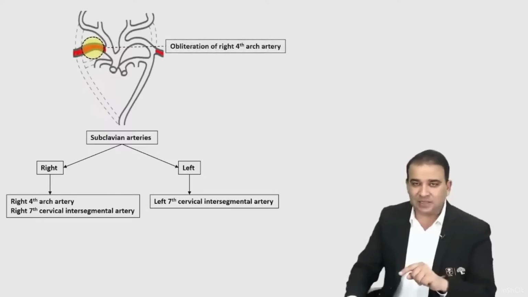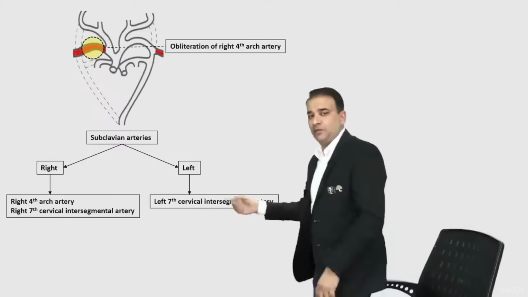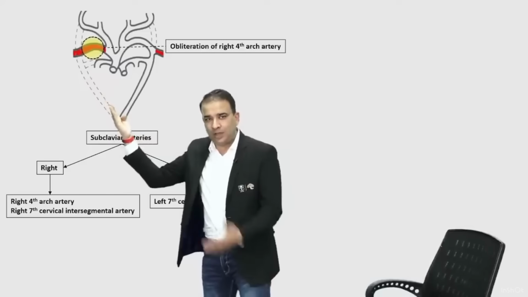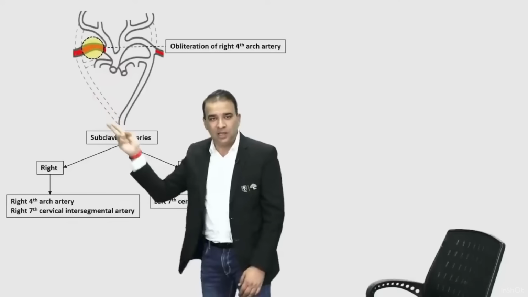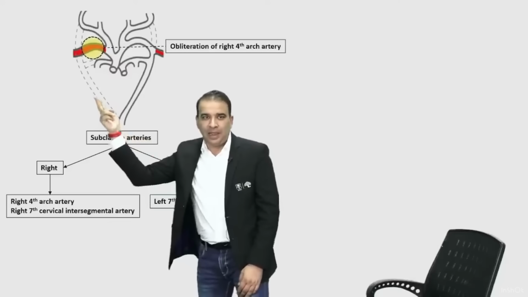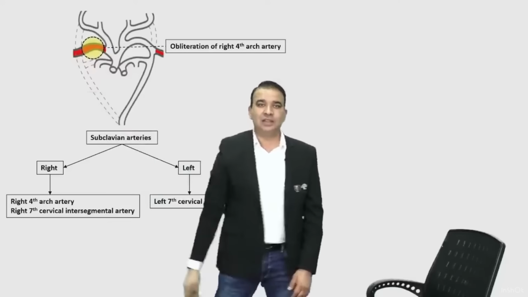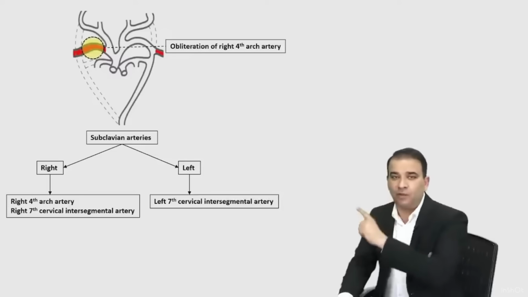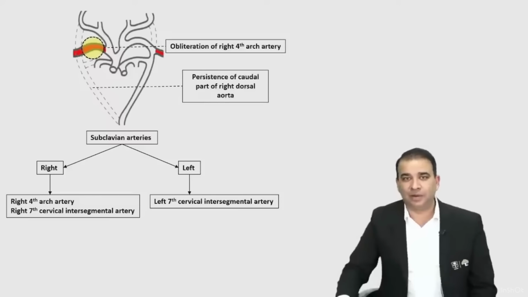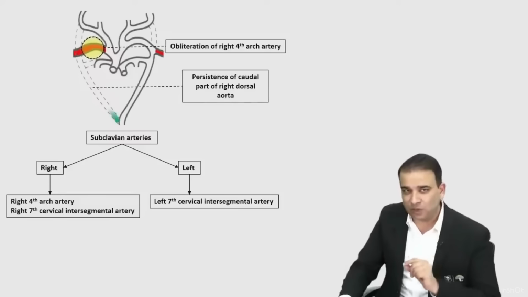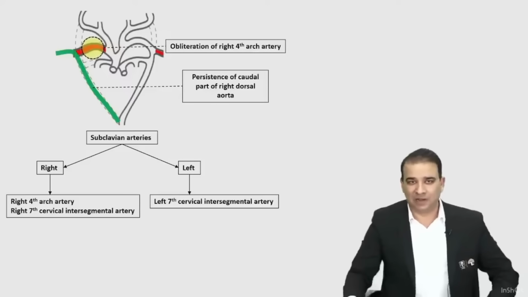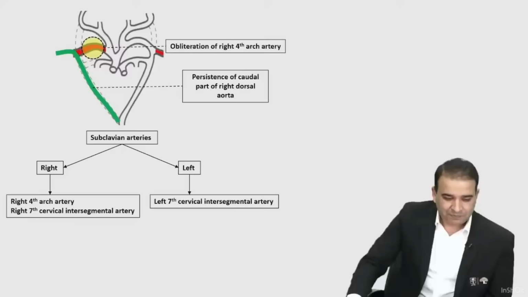In that case, there will be persistence of this part. Can you see that over there? That is a caudal part, or you can say the lower part of right dorsal aorta. So the blood will come from here, and then it will join with the 7th cervical intersegmental artery, and that's how the abnormal subclavian artery will form. Now I want you to look at the screen. That's how it is going to happen here. That is the persistence of, look at that artery, guys. That artery will persist here, and that will give rise to the subclavian artery, the right subclavian artery.